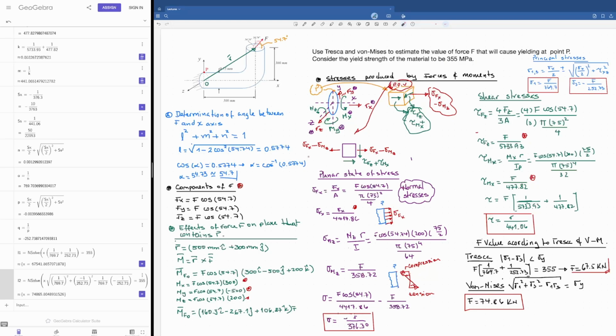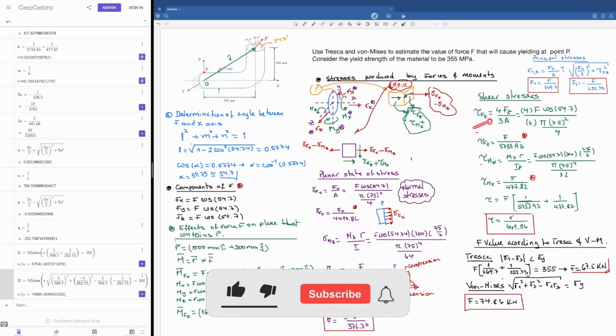what forces would cause the yielding at point P under the premise that the yield strength of the material is this much here. Then we are going to do an analysis of the normal and shear stresses caused by forces and moments. We're going to draw our infinitesimal element. We are going to then calculate all the normal stresses until we get our final total normal stress. We are going to do the same with the shear stresses.